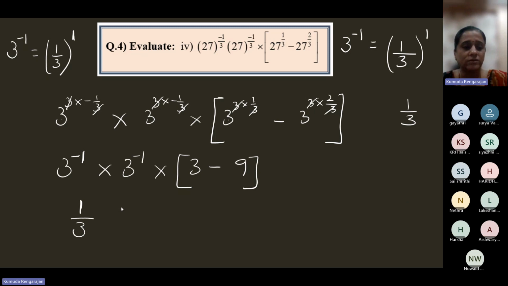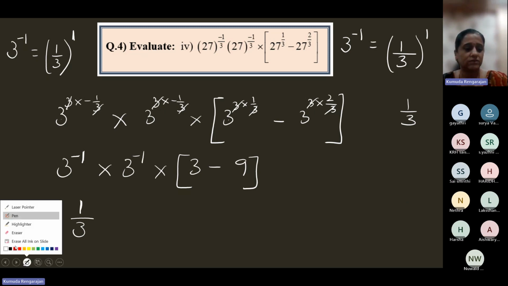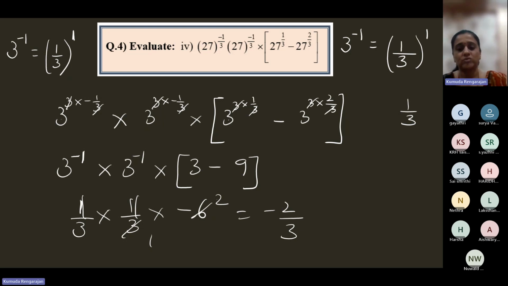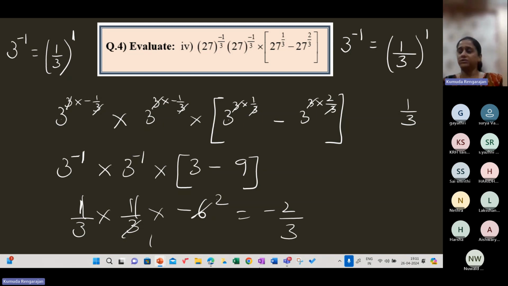So I was telling you, 3 to the power minus 1, just write it as 1 by 3. Into, again, 1 by 3. Into 3 minus 9 is minus 6. So simplify, 3 ones are 3, 3 twos are 6. So the answer is minus 2 by 3. Because 1 into 1 into minus 2, so minus 2 by 3.